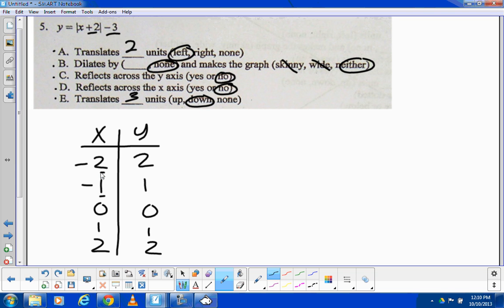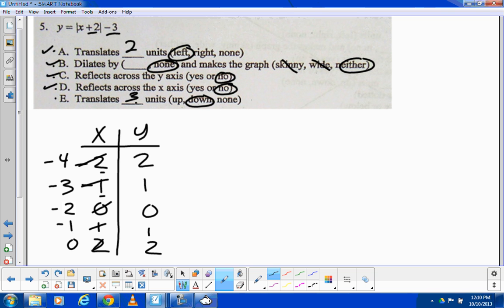So that means the left is the x, so we're going to take all the x's and subtract 2 from them. So negative 2 minus 2 is negative 4, negative 1 minus 2 is negative 3, 0 minus 2 is negative 2, 1 minus 2 is negative 1, 2 minus 2 is 0. Okay, so got that one. I didn't have anything to do on that one, or that one, or that one.